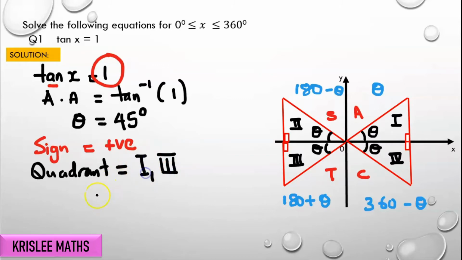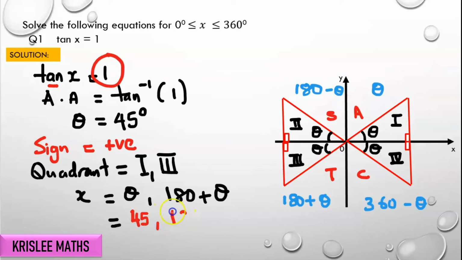Okay, now in the first quadrant the x is theta, and in the third quadrant it is 180 plus theta. And substitute the value of theta now. So the first value is 45 and the second value is 180 plus 45. Therefore the final answer of x will be 45 and 225 degrees.